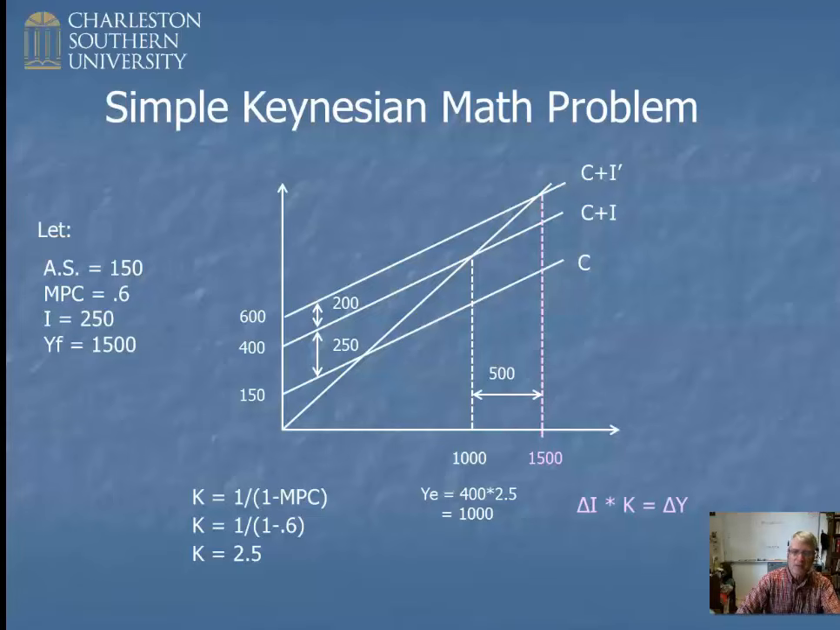Oh yeah, I've created these little formulas for you. So it was delta I times K equals delta Y. That's the formula that you have. And so we knew that the change in Y we needed was 500. We knew that, right? Because we were at 1,000, we needed to get to 1,500. We knew the multiplier was 2.5. So it was really simple to kind of work backwards and figure out the change in investment we needed was 200.